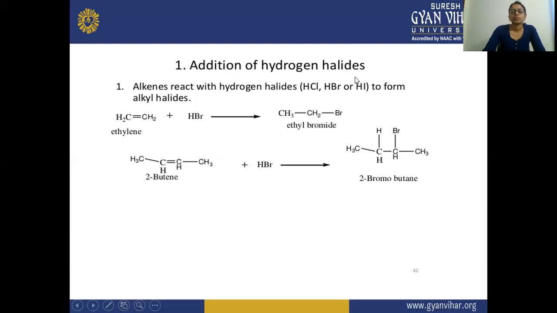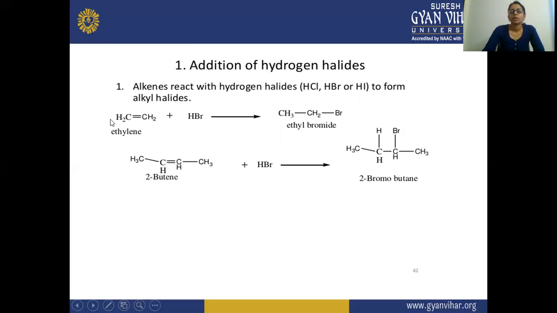Next is the addition of hydrogen halide. This is also an electrophilic addition reaction. The hydrogen halide reacting with the alkene can be anything: HCl, HBr, or HI.